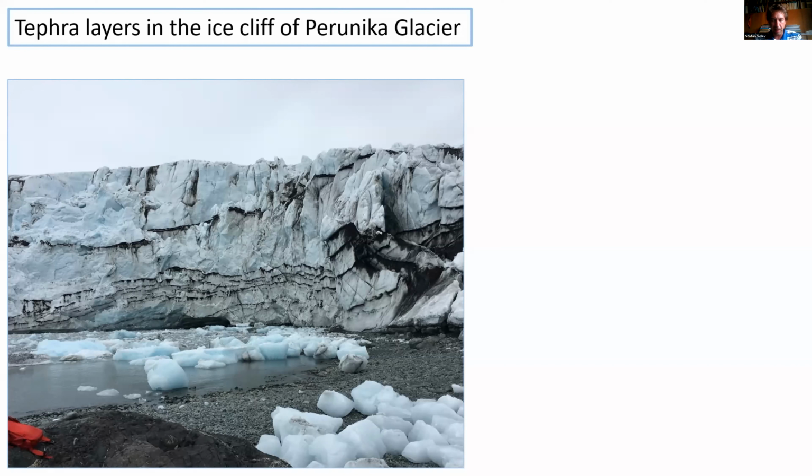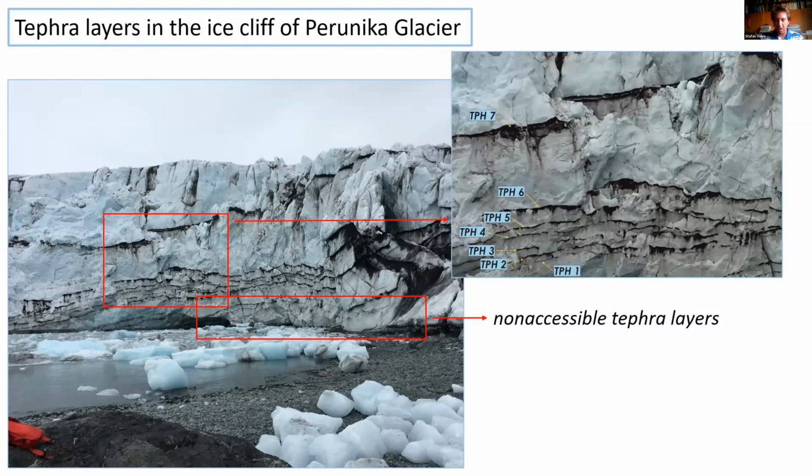In the cliff of Perunika Glacier, you can see the layers in this photo. There are about 10 different tephra intervals, different tephra layers. The lowest of them are inaccessible because it's too dangerous to take samples from there. The uppermost 7 of the tephra layers were observed during the 26th Bulgarian Antarctic expedition.